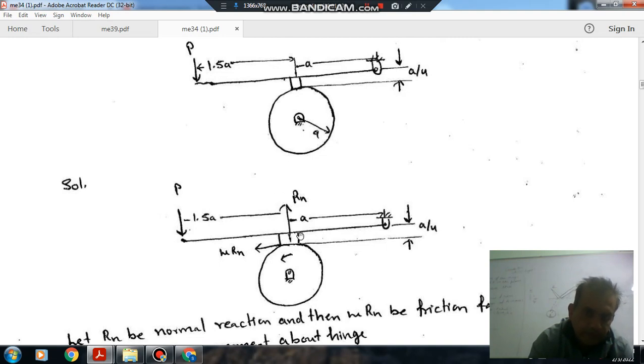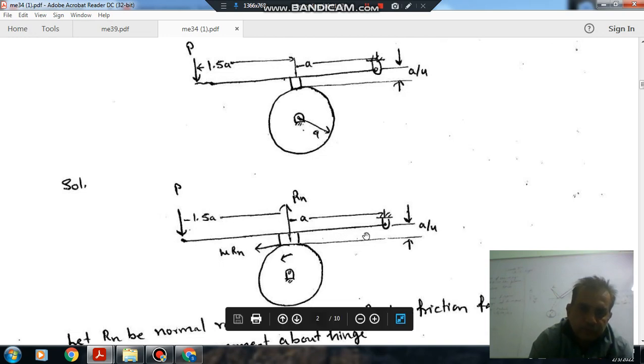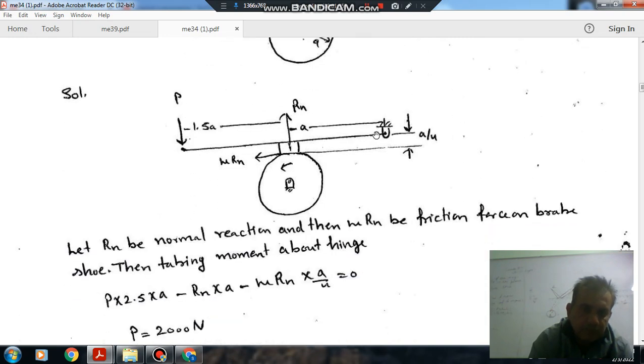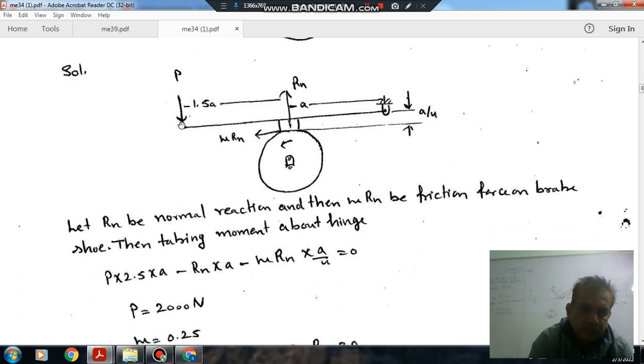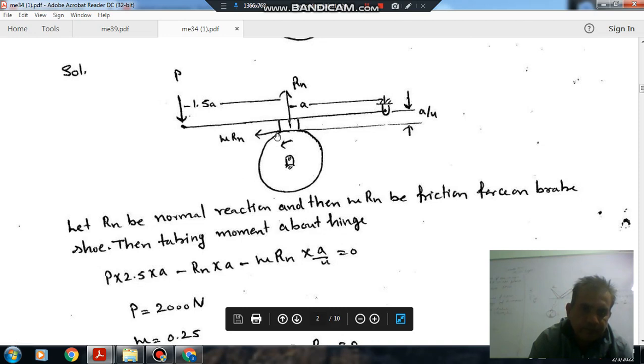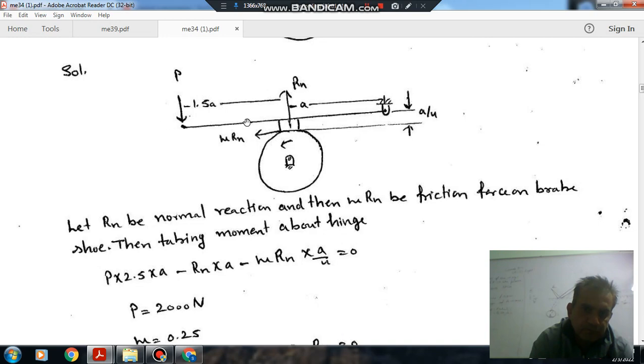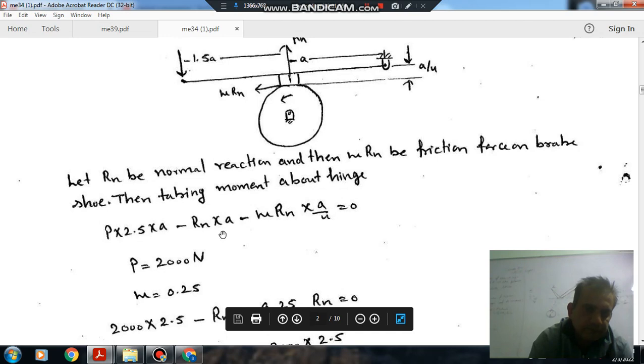Let Rn be the normal reaction, then the force of friction is mu Rn. So this is A by 4, this is A, this is 1.5A, this is P. Now taking moment about this point, it is P into 2.5A, minus mu Rn into A by 4, and minus Rn into A. Sorry, this is clockwise, this is anti-clockwise. So this is the moment.